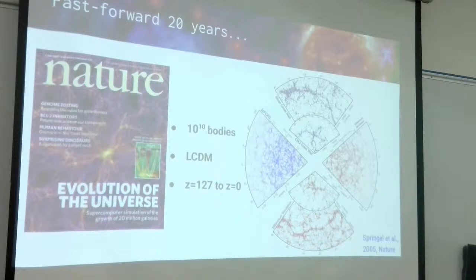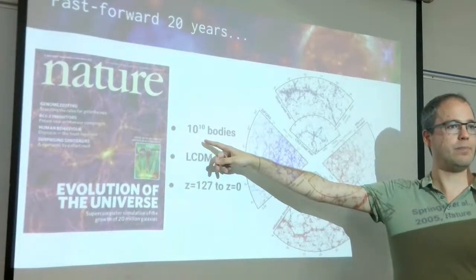So if you move 20 years forward, this is another famous one. It's like the Millennium Simulation. Maybe if you've done anything in cosmology or galaxy simulation, you've heard of it. It was on the cover page of Nature in 2005. And what you have here is exactly the same game. It's a very big simulation. The previous one had 32,000 particles or elements. This one has 10 to the 10, right? So 10 billion.